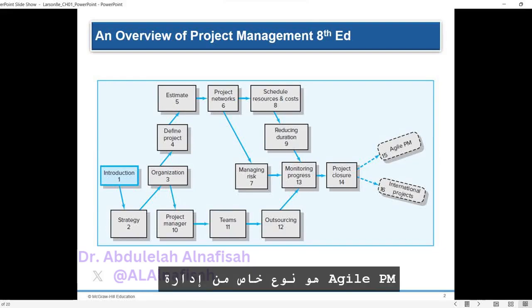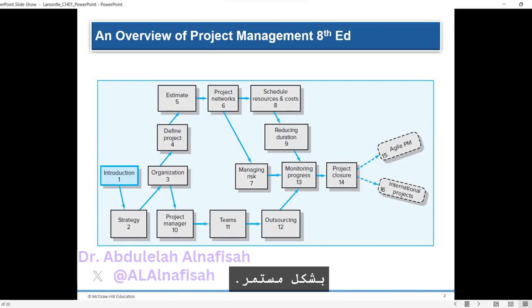Agile PM. This is a special type of project management that follows an iterative and adaptive approach to deliver value to the customer in a fast and flexible way. It involves breaking down the project into smaller and manageable units called sprints or iterations and using feedback loops to improve the product and process continuously.